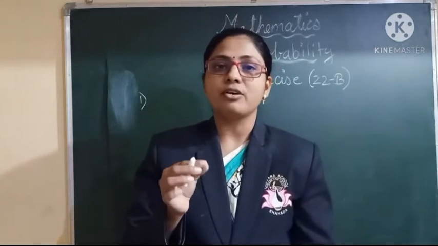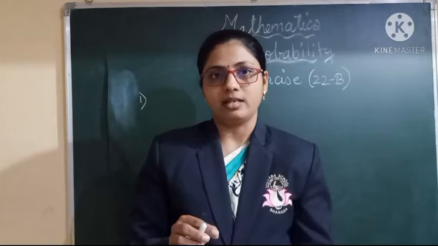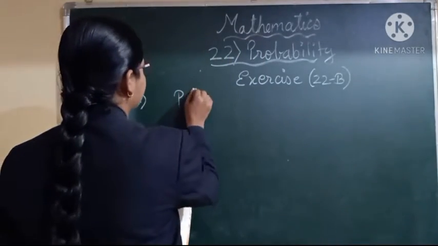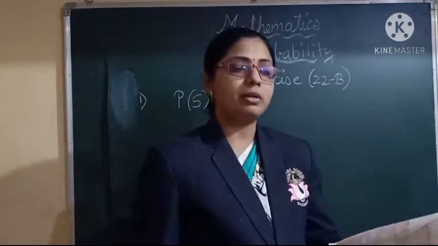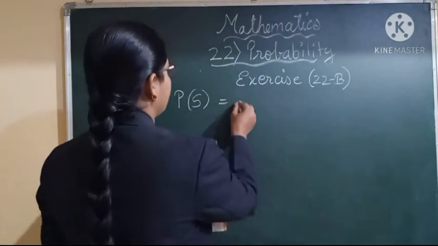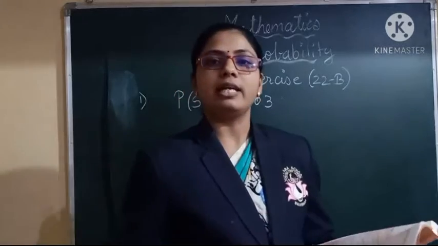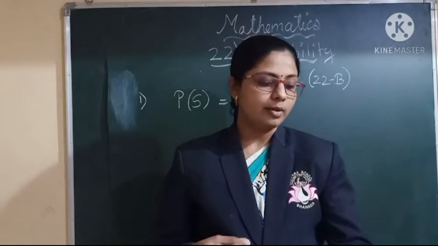So the probability of S is given there. That means the probability of the event is given. The probability of S is given as 0.03. Whatever is given, you write first. Then step by step you try to solve the example.